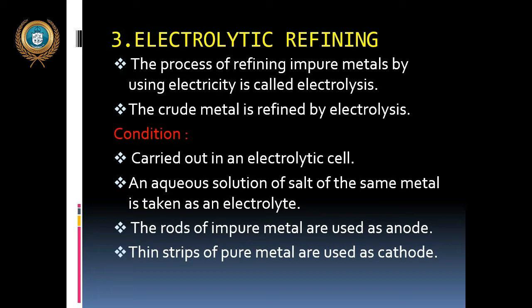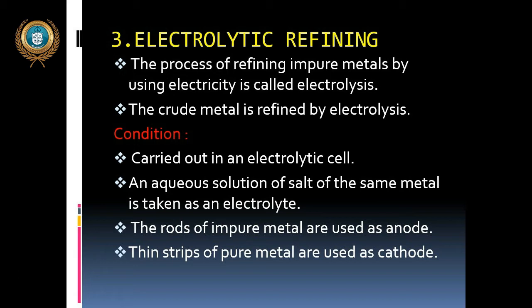And the condition here is that it has to be carried out in an electrolytic cell. Then an aqueous solution of a salt of the same metal is taken as the electrolyte. Then the rods of impure metal are used as the anode and thin strips of pure metal are used as the cathode.